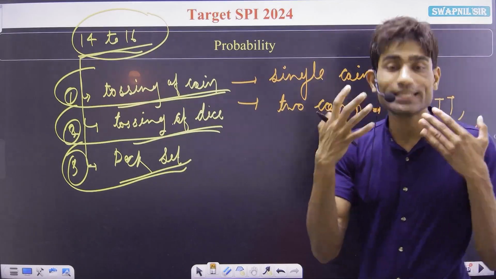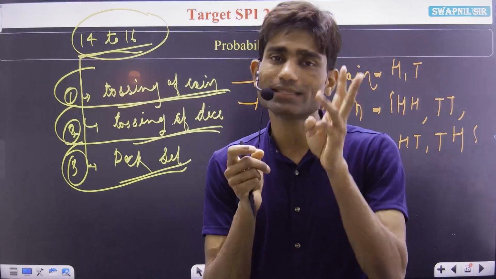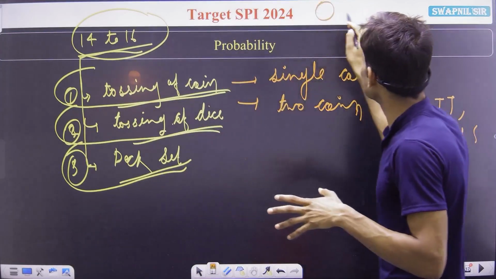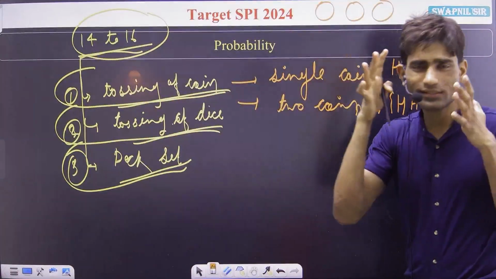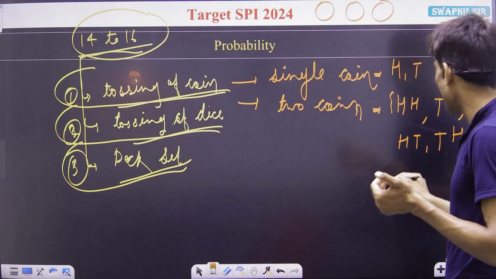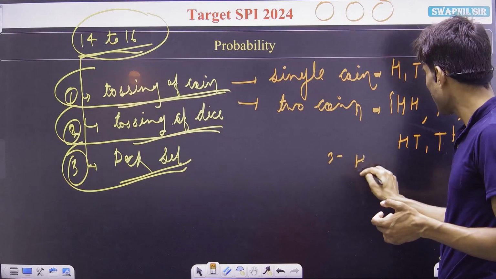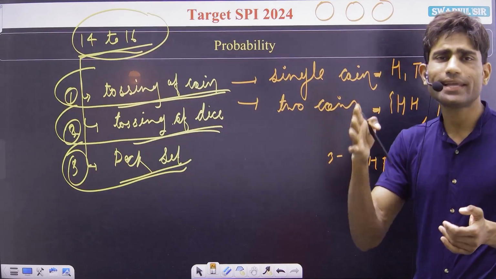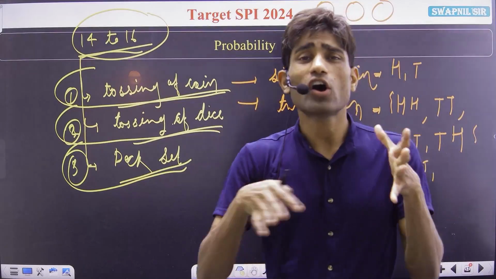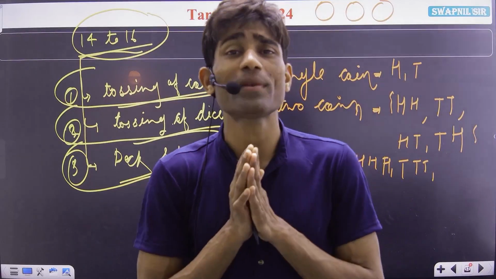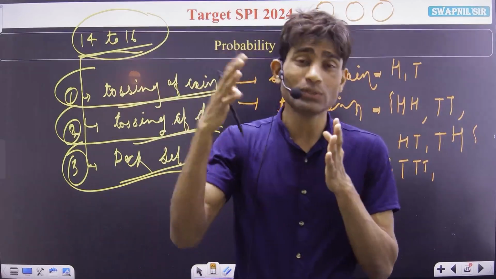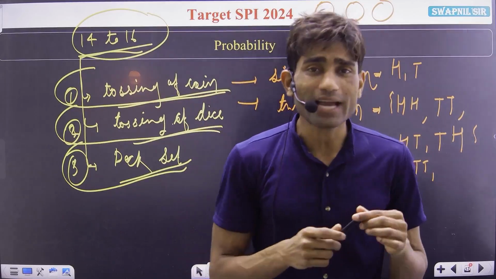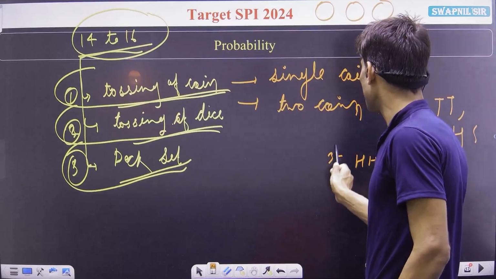So if we toss 3 coins, that means we get 3 outcomes at a time, one for each coin. If we toss 3 coins at the same time, we may get all heads, all tails, head, tail, head, tail, head, head, head, head, tail, tail, tail, head, all these types of outcomes. The total number of outcomes is 2 raised to 3, which is 8 outcomes we can get from tossing 3 coins.